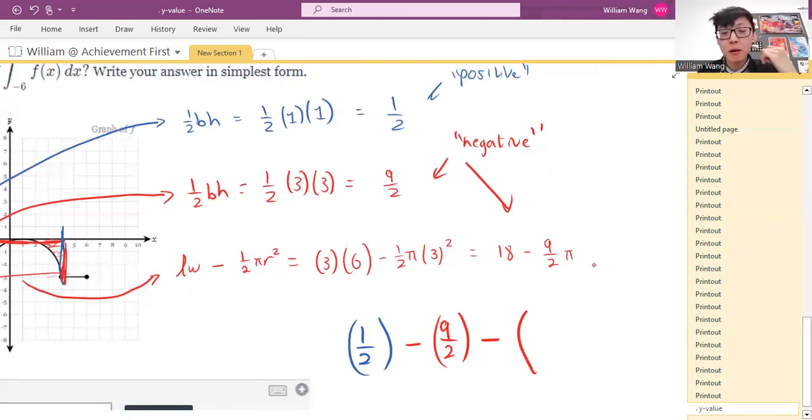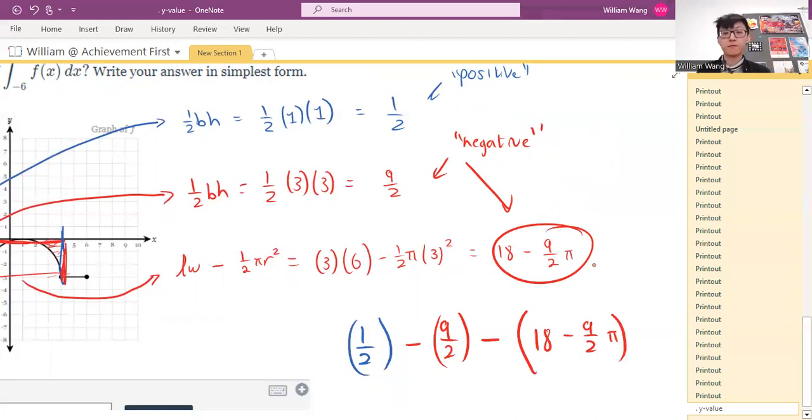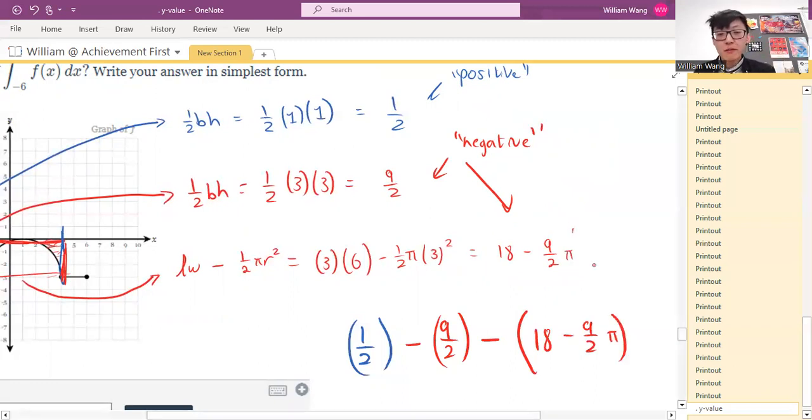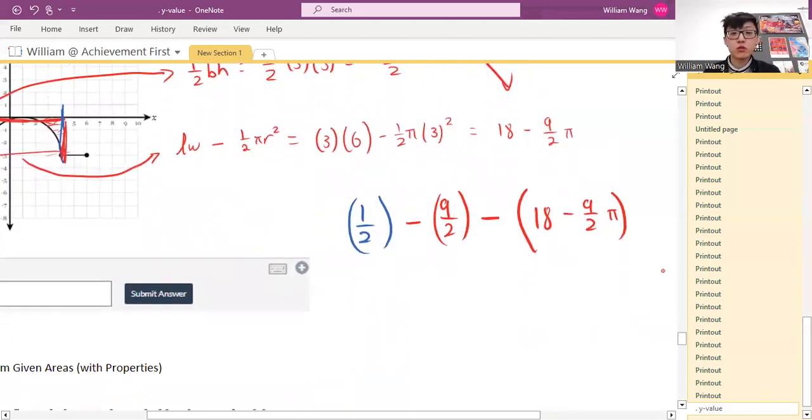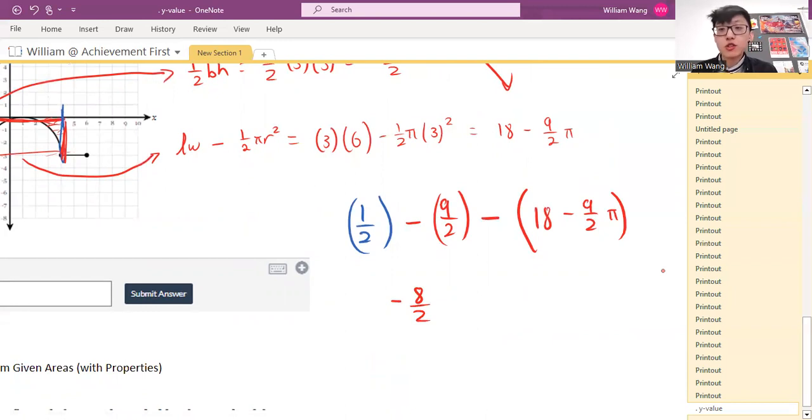So it's minus, and I'm going to put this whole thing in parentheses, minus (18 minus 9 over 2 pi). Because I'm taking this whole area. This would be the positive area, but I need to subtract it. So that's why I did minus and then put it in parentheses. All right, so after this, we're just going to simplify. 1/2 minus 9 over 2, that's minus 8 over 2. Cool. Then minus, this is in parentheses, so I'm just going to distribute it. So minus 18. The two negatives actually turn it into plus 9 over 2 pi.